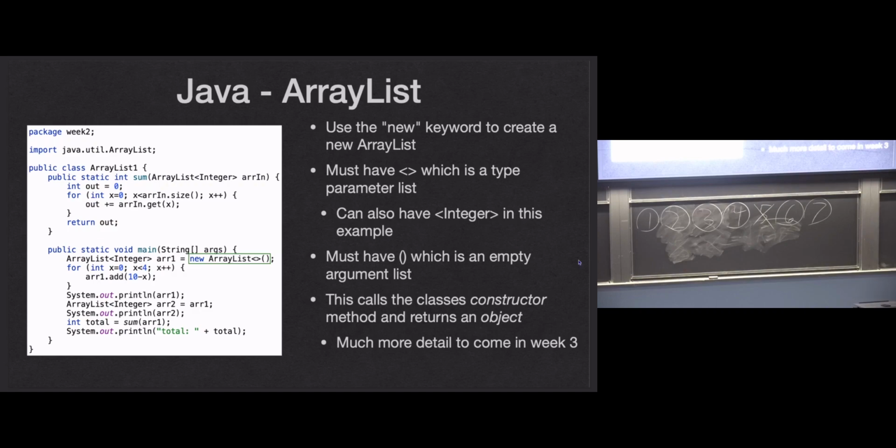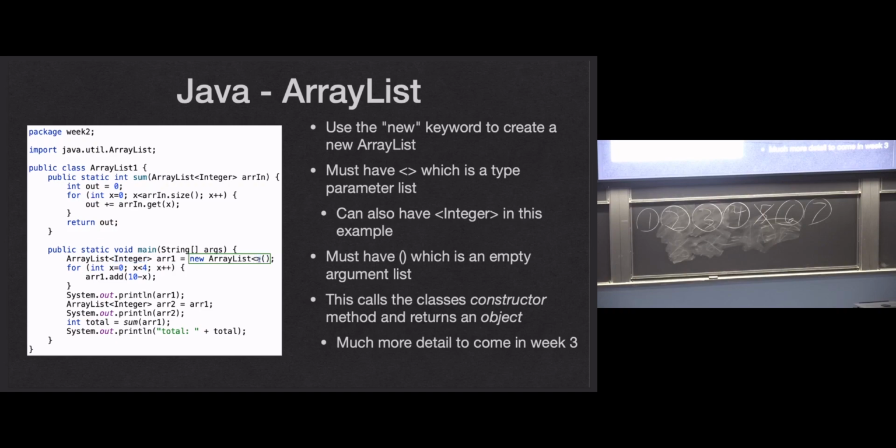The angle brackets are the type parameter list. We only need one type here. We're going to specify what type this array list is going to store. So this is one of the big functional changes from Python to Java. Java data structures can only store one type of object. So when I create this array list, I'm going to create an array list of integers, and it can only ever store integers.